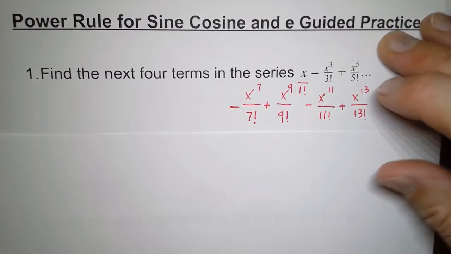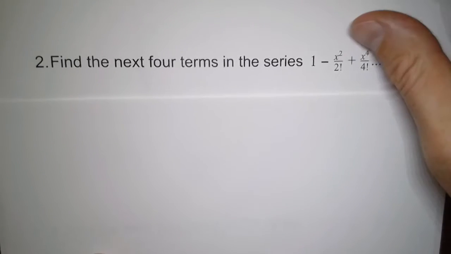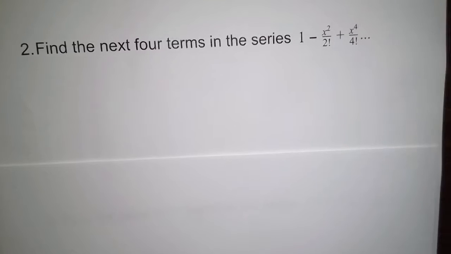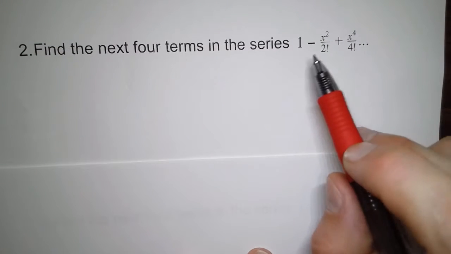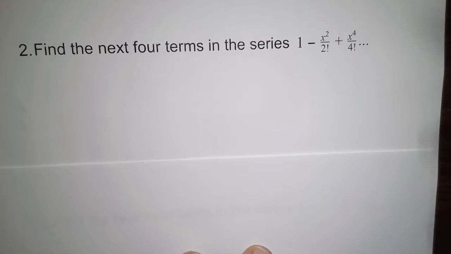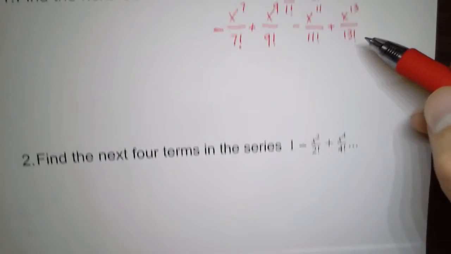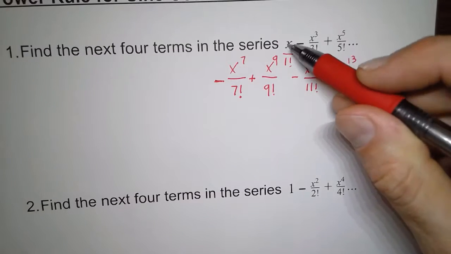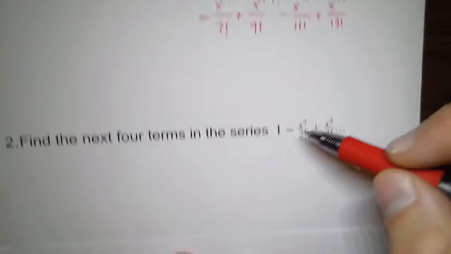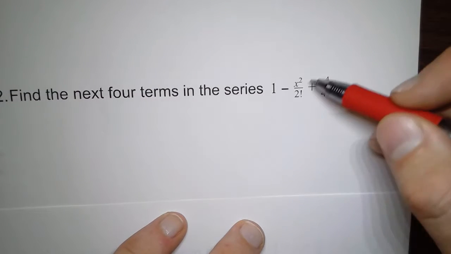Now let's look at the next one. The next one is another series that looks very much the same, except here it starts 1 minus x squared plus x to the 4th. Now, you may think these two are totally different because here we had an x cubed, x to the 5th. Here we don't have an x, then we have x squared and x to the 4th.